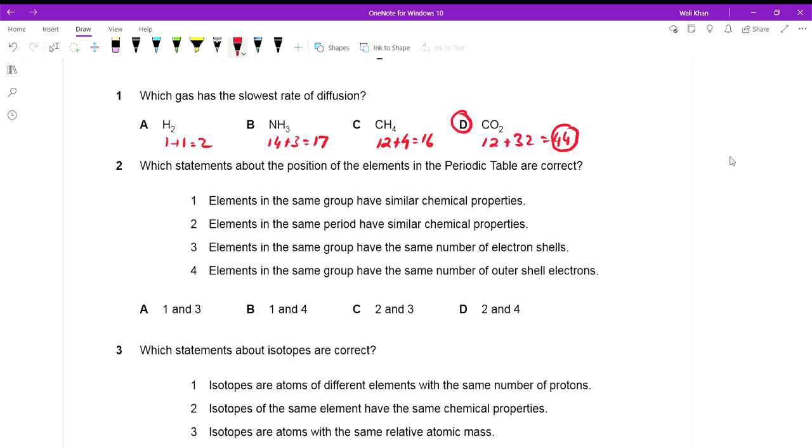Which statement about the position of the element in the periodic table are correct? Elements in the same group have similar chemical properties. Yes. Elements in the same period have similar chemical properties. No. Elements in the same group have the same number of electron shells. No. Elements in the same group have the same number of outer shell electrons. Yes. Outer shell electrons, they are same. So our option is B.